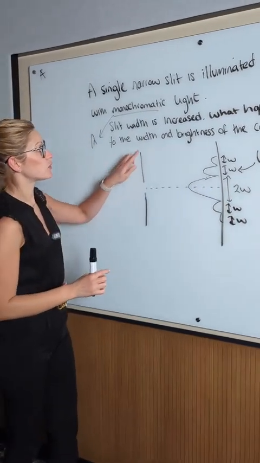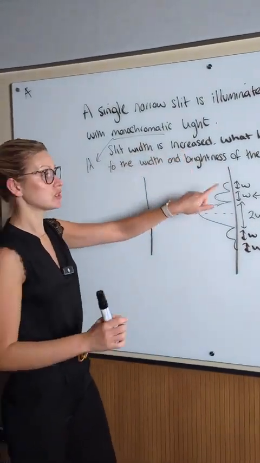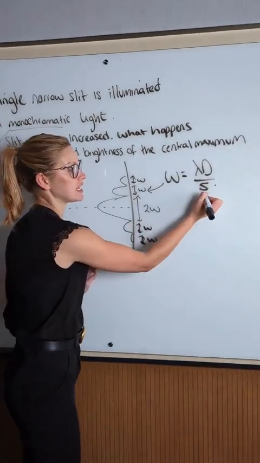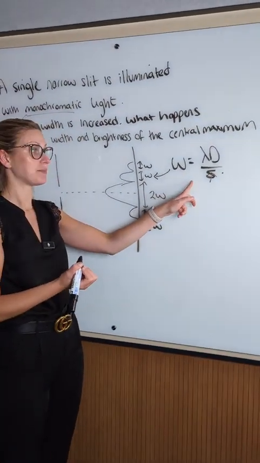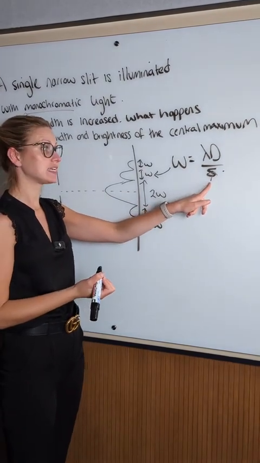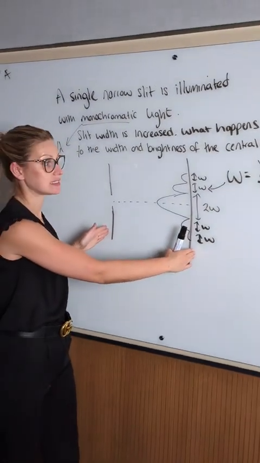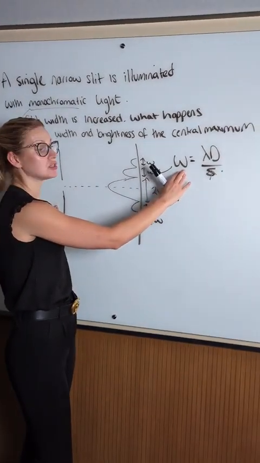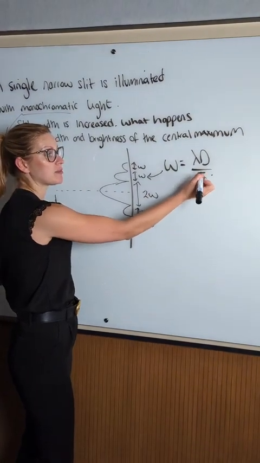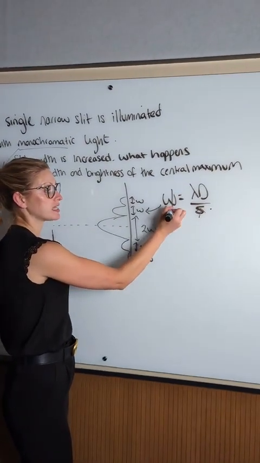So what we've done here is increase the slit width. S, our slit width, is being increased, and that equation is on your data sheet. If I increase S, keep the wavelength the same and the distance between the screen and the slits the same, and figure out what happens to W: if we increase this number, we divide by a bigger number, so W will get smaller.